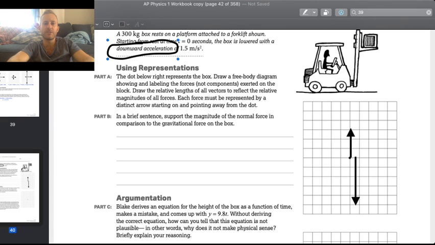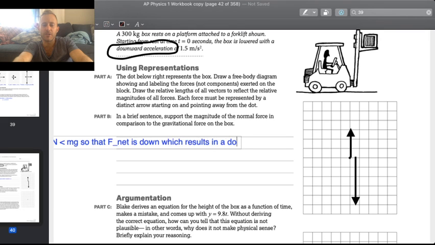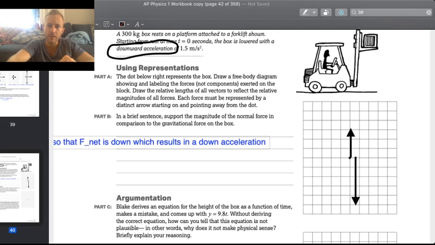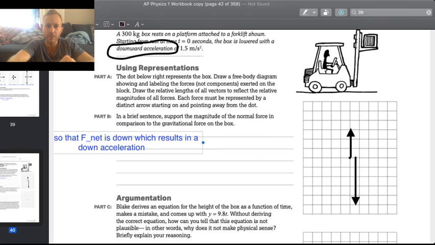In a brief sentence, support the magnitude of the normal force in comparison to the gravitational force on the box. So basically, we must have normal force is less than weight force so that the net force is down, which results in a downward acceleration. So saying something to that effect.